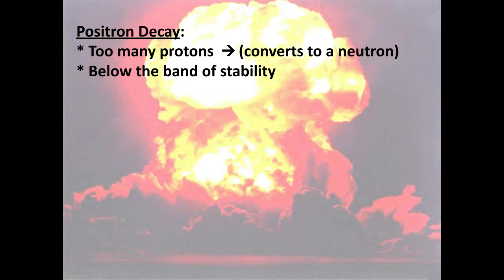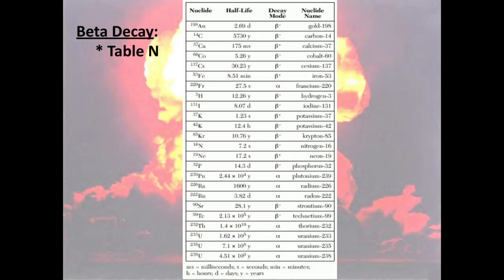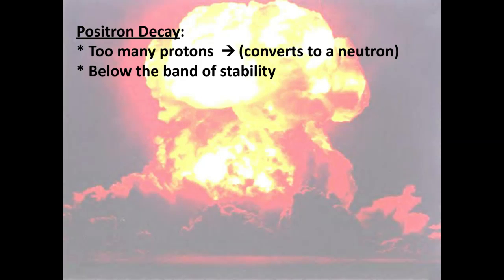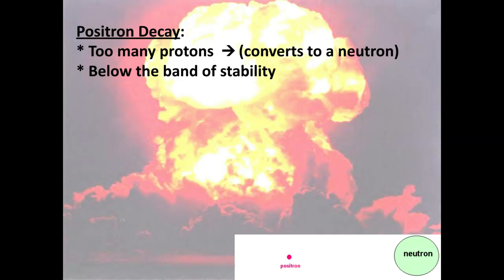Now we have what is called positron decay. If you look at table O, you notice that a positron is just like a beta particle. It's that B, but it's got a positive sign with it. So for calcium-37, it does positron decay. It's a positive charged electron, which is pretty strange to think about. So in positron decay, there's too many protons. So those protons are going to convert to a neutron. They're actually below the band of stability, so their neutron to proton ratio is less than 1.